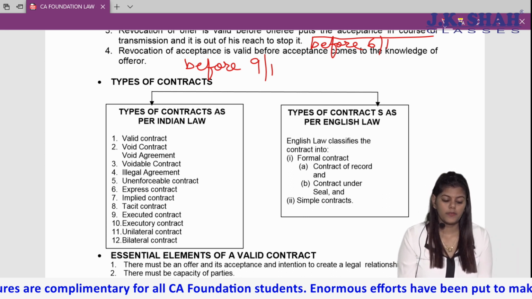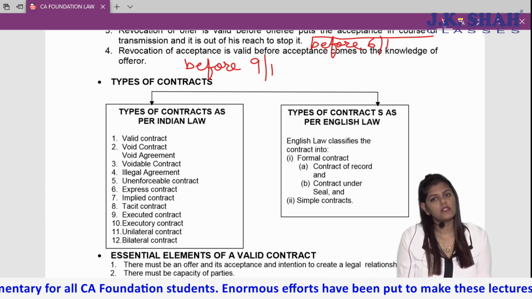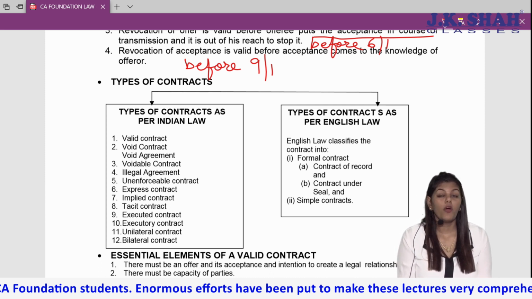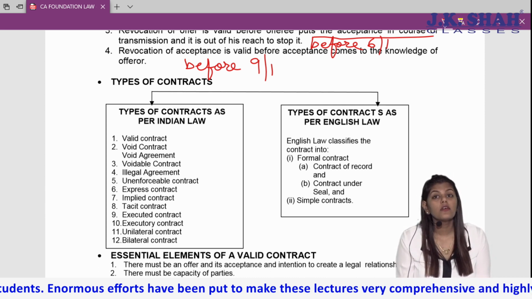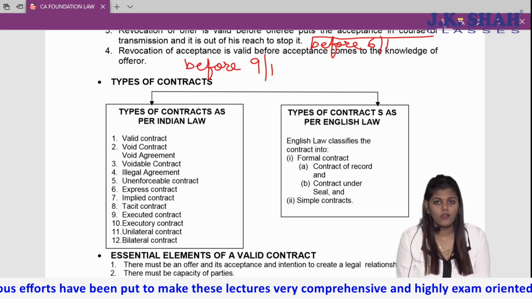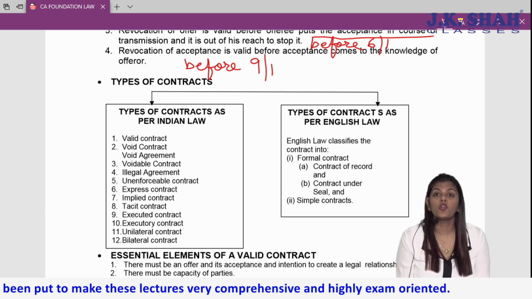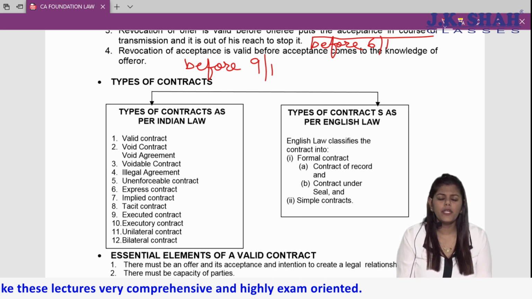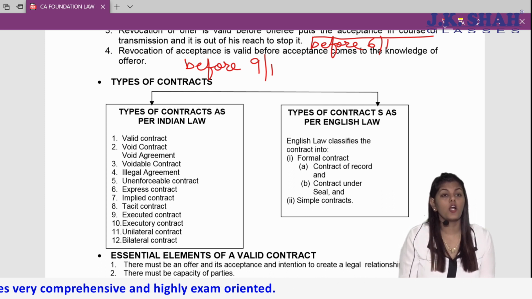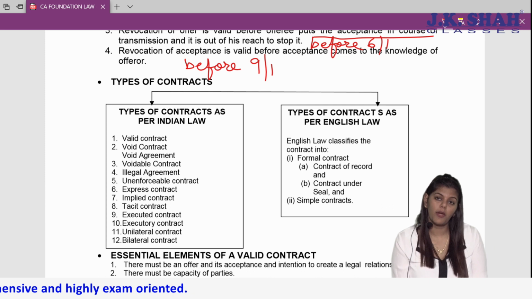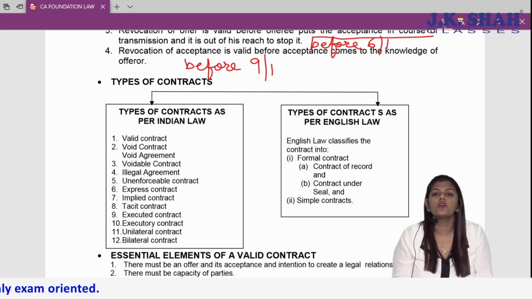Void contract. Valid contract is something enforceable by law. Void contract is something which is not enforceable by law. Rubbish. Utter nonsense. What did you tell me? Void contract is a contract which is not enforceable by law. So how on earth is it a contract?